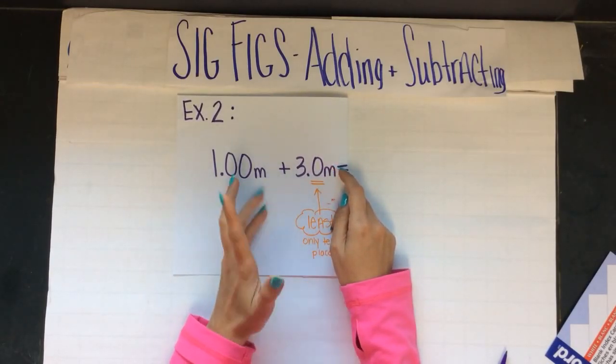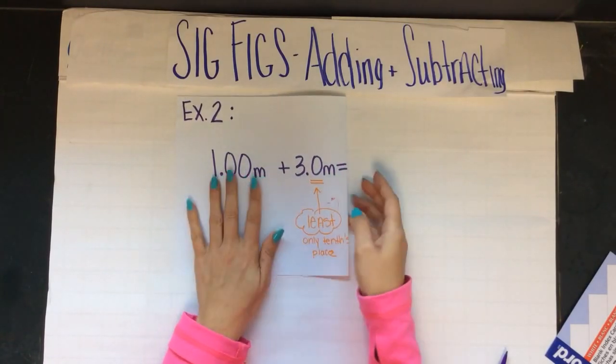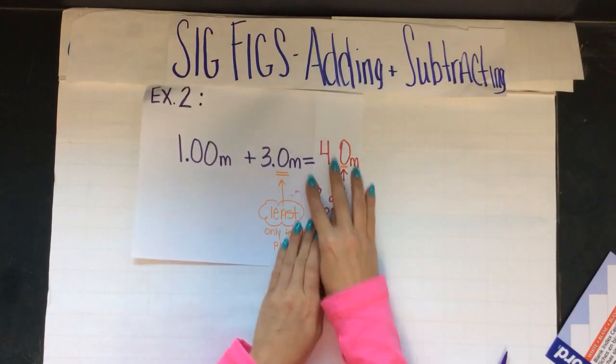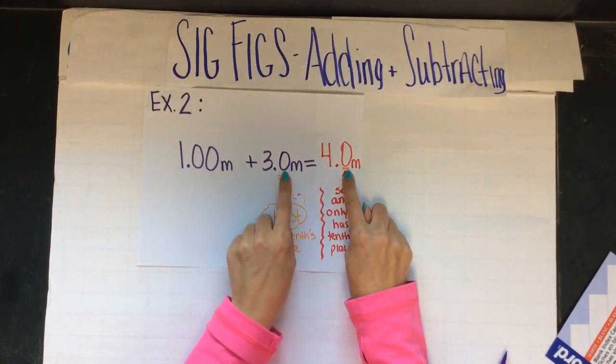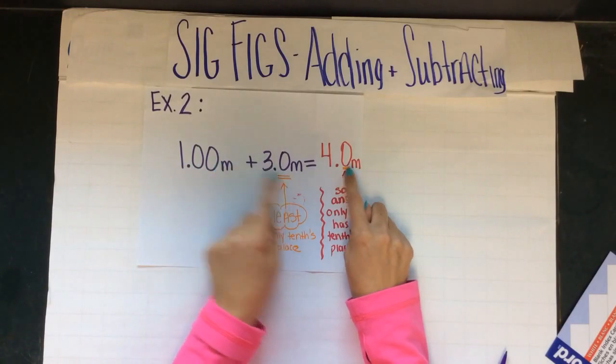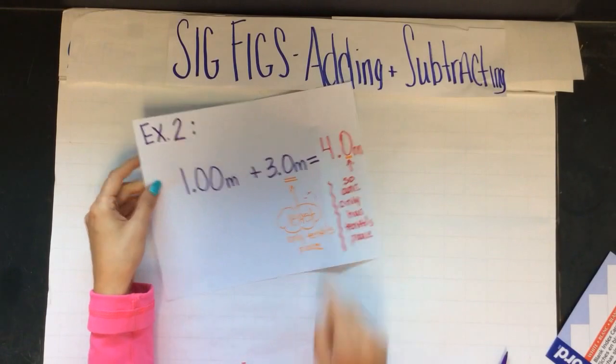Well, remember, what's the rule? You're only as good as your weakest link. Okay, so my answer ends up being 4.0, only to the tenths place to mimic my weakest link. So you want to match the number of places behind the number with the least amount. Okay? Don't forget your unit. A meter plus a meter is just a meter.